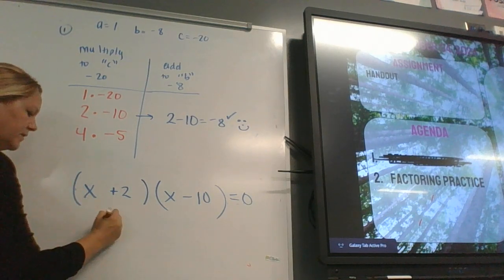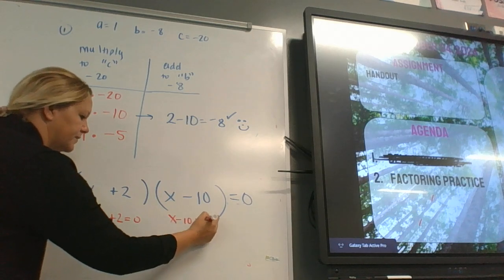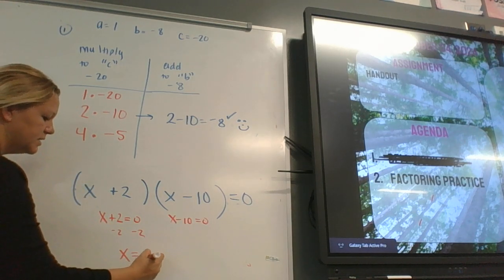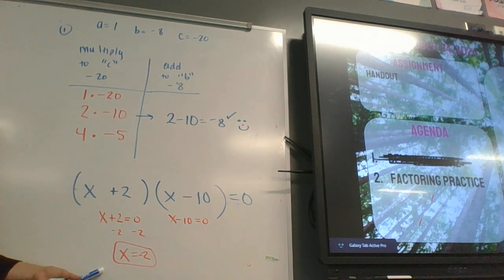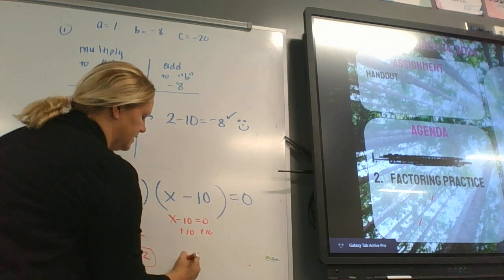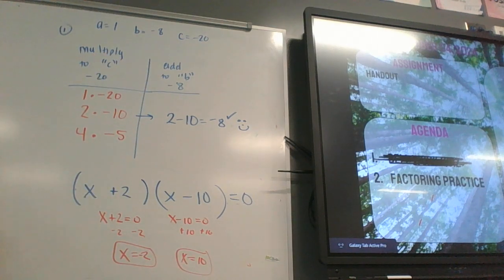So now I will make these into little mini equations and solve them. I know that one answer here is -2. That's an x-intercept if I was to graph it. And another answer is 10. Okay. Any questions? I want to remind you that you can always check this. If I wanted to check it, I could FOIL it, and I would get what I started with. So I would do x times x is x squared, x times -10 is -10x, x times 2 is 2x, combine in the middle, and I have recreated what I started with. Okay, these are equivalent forms.